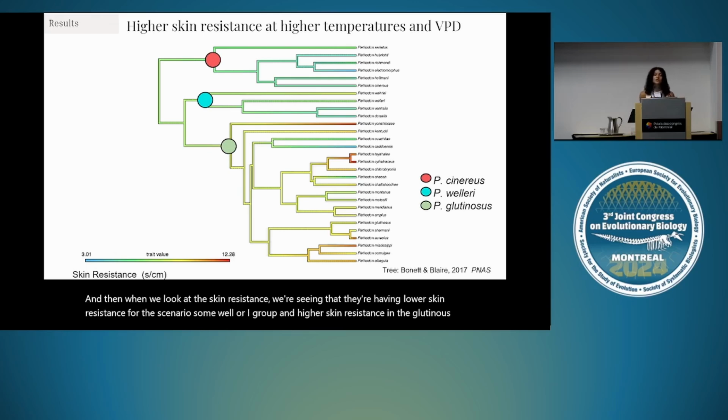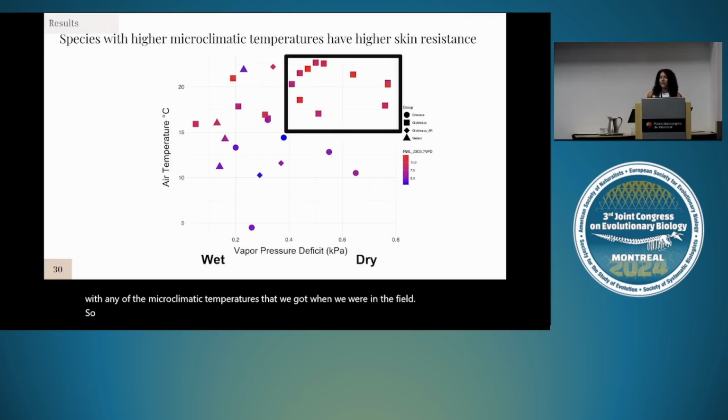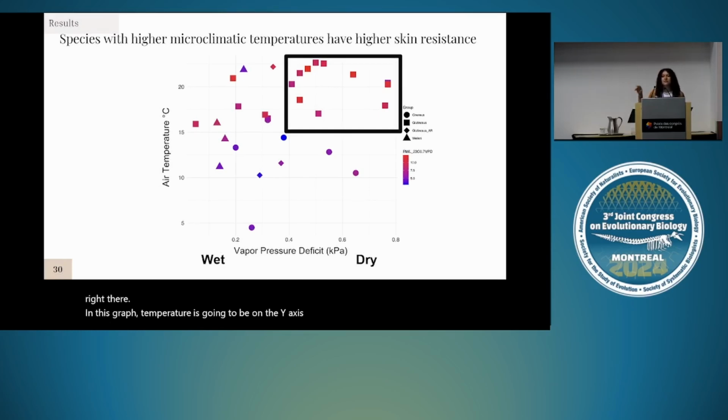So this is really cool for us for a number of reasons. We're starting to see some differences between and within sublineages, and we really wanted to see if this is correlated with any of the microclimatic temperatures that we got when we were in the field. So here I have another graph, and I really want you to focus in on that black box right there. In this graph, temperature is going to be on the y-axis. The x-axis is vapor pressure deficit, which is essentially how dry the air is. So a higher value is more dry.